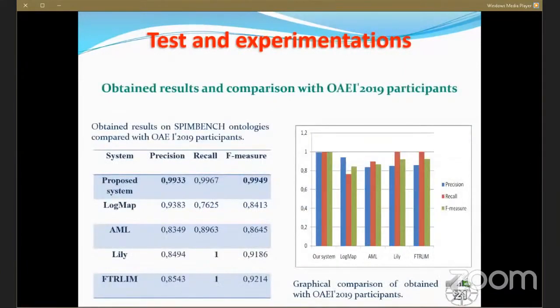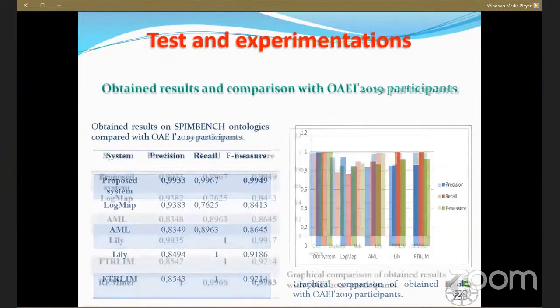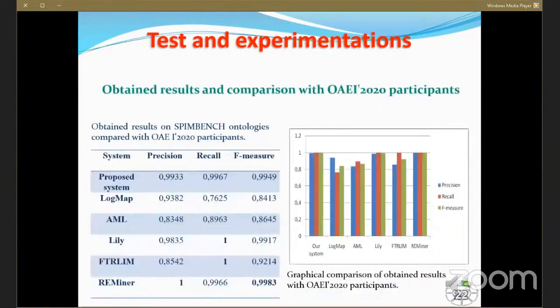Comparing these results with participating systems in Ontology Alignment Evaluation Initiative 2019, we found that our system outperforms all of them in F-measure score, and it gives very close results to the best performer in Ontology Alignment Evaluation Initiative 2020.